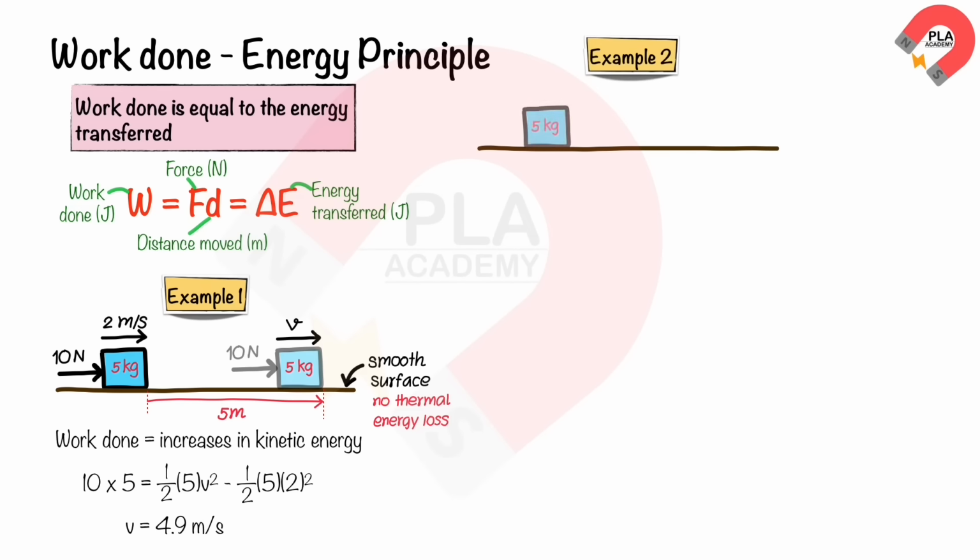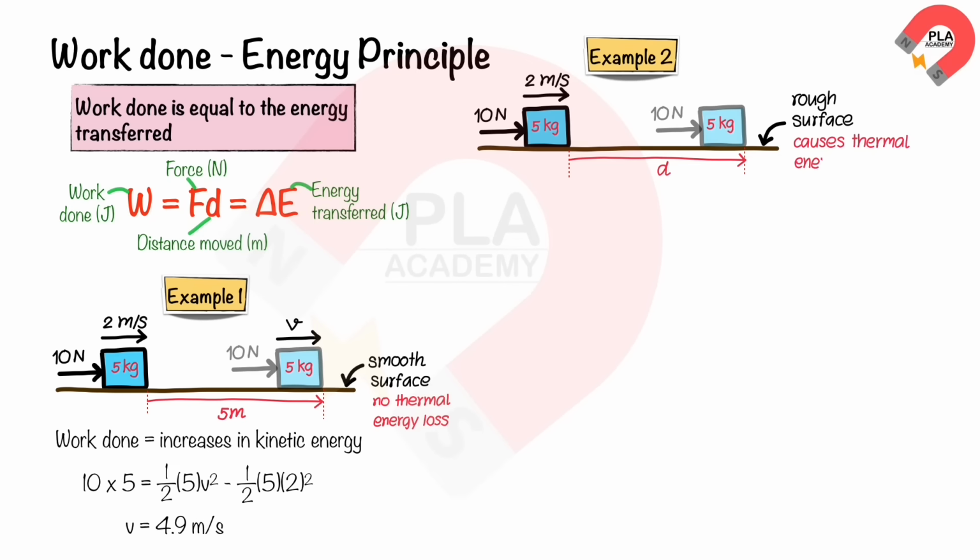In another scenario, let's take the same box with an initial speed of 2 meters per second. It is exerted by a force of 10 newtons along a rough surface for a distance of d meters. As a result, 5 joules of thermal energy is lost, and the final speed is 5 meters per second. We need to find the distance moved by the box.